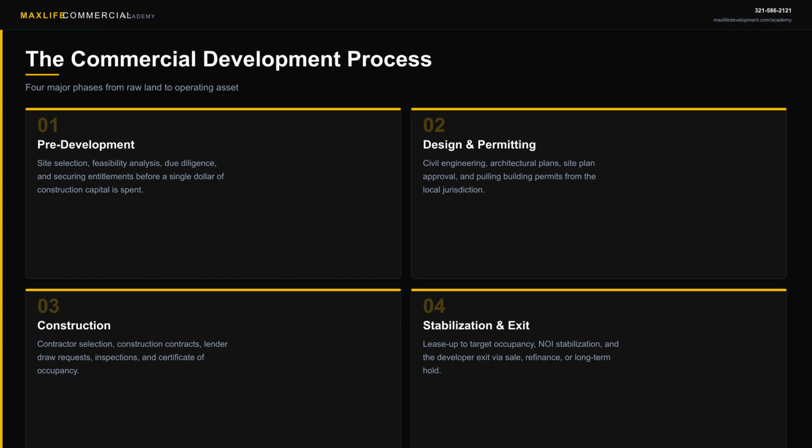Phase 4 is stabilization and the exit. Once you have a certificate of occupancy, you begin lease up. Stabilization typically means hitting 90 to 95% occupancy with signed leases. At that point, your asset has a proven NOI and you can sell it, refinance into permanent financing, or hold it for cash flow. We will cover all four phases in depth throughout this course.